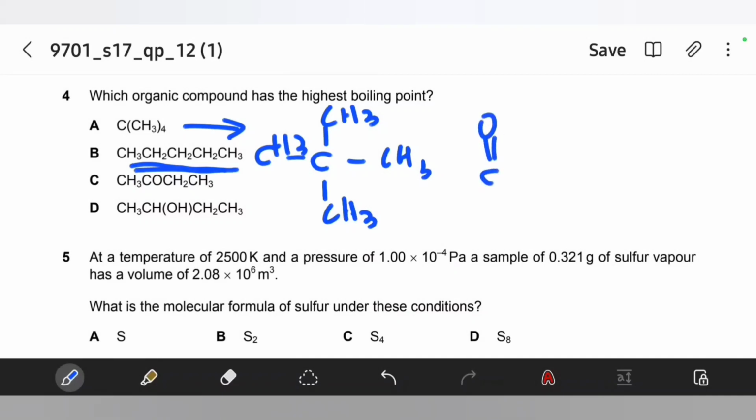Okay, and then in D, there you can see is hydrogen bonding. Hydrogen bonding is when hydrogen is attached to either nitrogen, oxygen, or fluorine. So here hydrogen is attached to oxygen, so there is hydrogen bonding. That means D will have the highest boiling point.